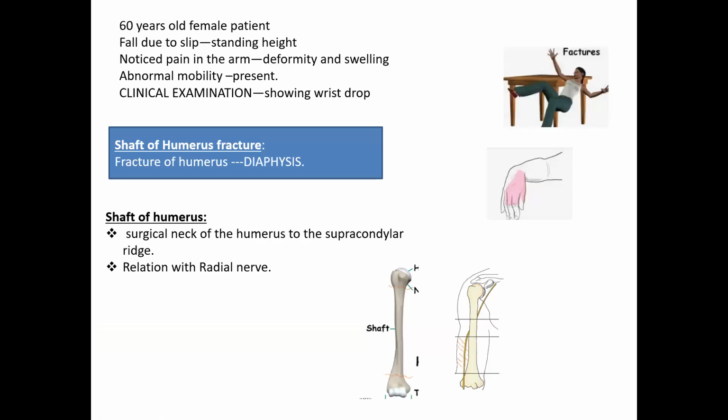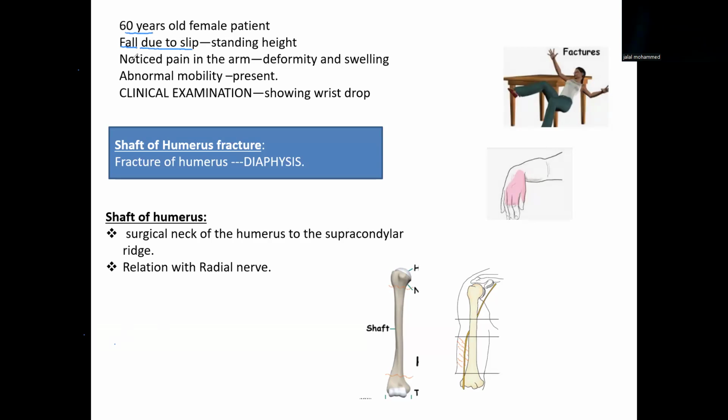So we'll start with today's case. We have one clinical case today. We have a 60-year-old female patient. She had a fall due to a slip from standing height. So it's not a major injury, but she had this fall at home. She's a 60-year-old female patient, so it's an osteoporotic patient.